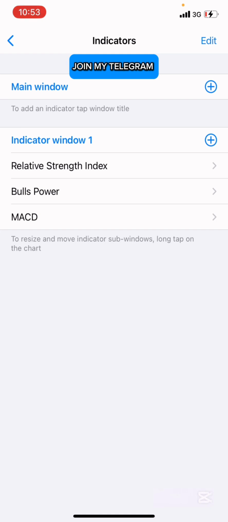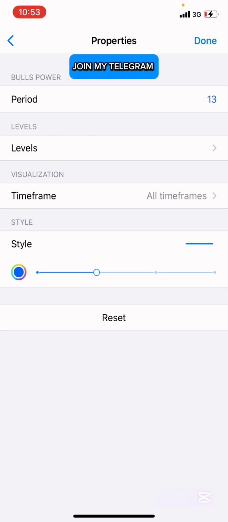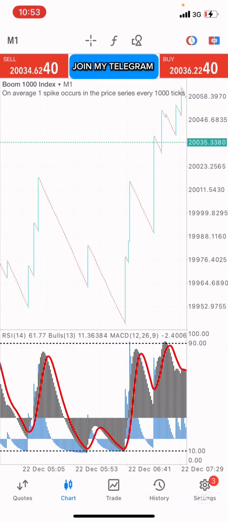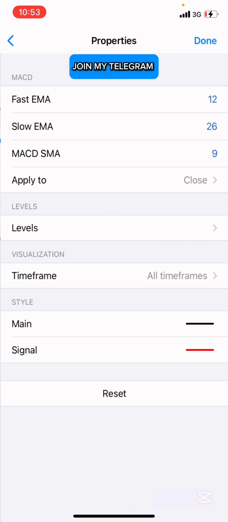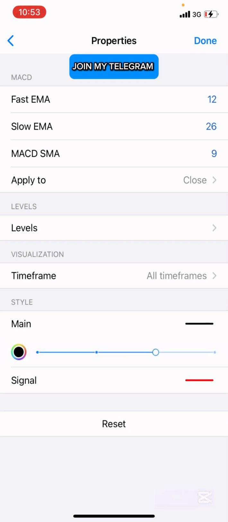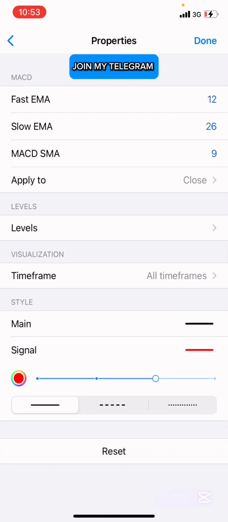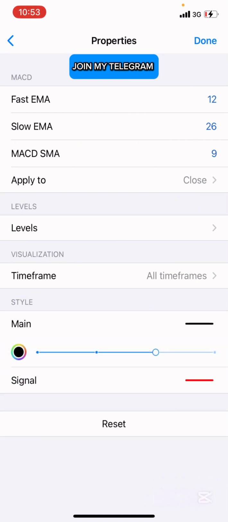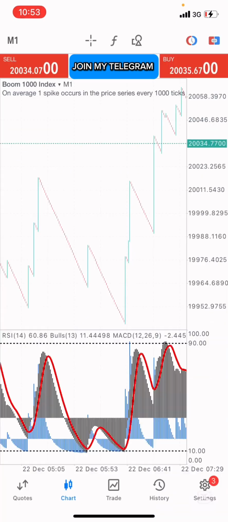Then you put the Boost Power second after the RSI. You put the Boost Power on period 13. You don't add any levels. Then you put a style on 2 pixels with the blue color, then you click on done. All right, then you put on the MACD for fast EMA 12, slow EMA 26, MACD SMA on 9. You apply to close. Then for the main color, you put that on 3 pixels with color black. The signal, you put that on 3 pixels in color red. Same with the main color. Then you click on done.